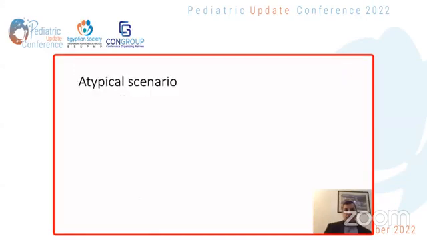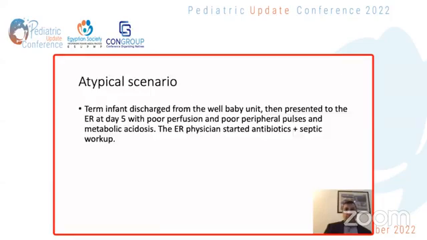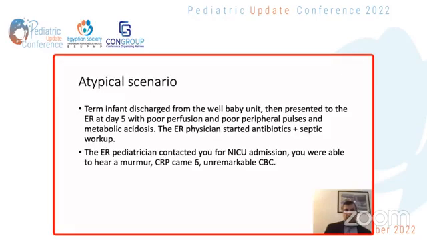Then we have some atypical scenarios, and the typical common scenarios that you might need to keep in mind. A term infant discharged from the well baby unit, then presented to the ER at day 5 with poor perfusion, poor peripheral pulses, and metabolic acidosis. The ER physician started antibiotics plus septic workup, and you came to the ER as he contacted you for ICU admission, and you were able to hear a murmur.